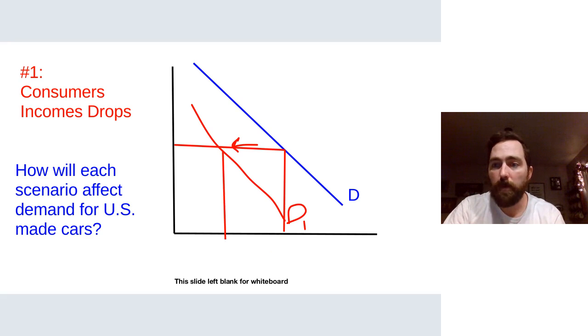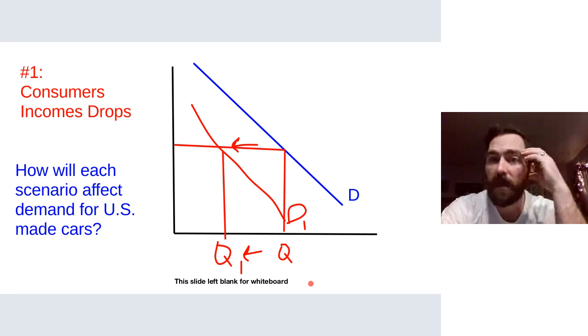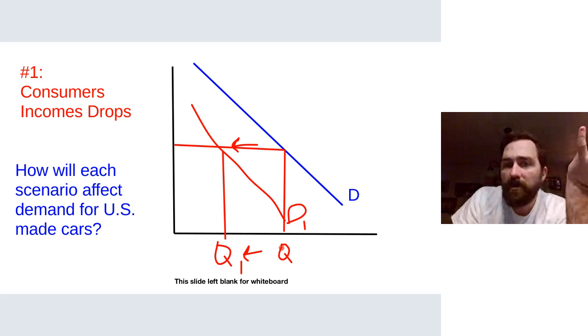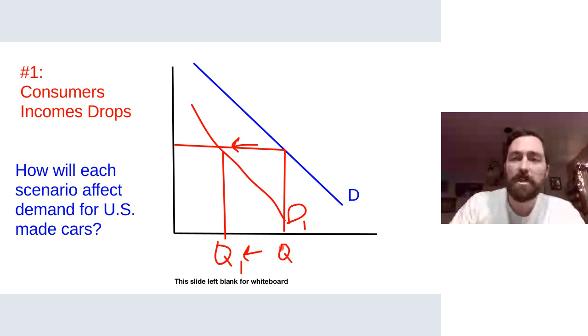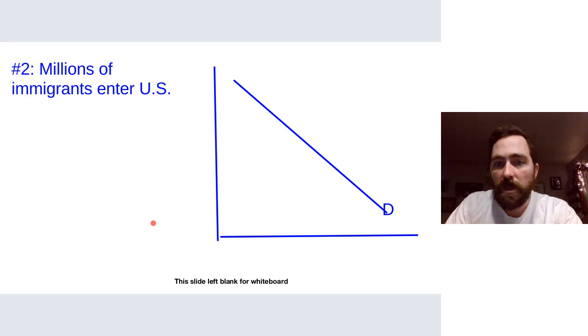Look what happens to your quantity. The total amount of cars being sold in the United States has decreased. It's gone leftward with the decrease in demand, which is very common when people are cutting back on their purchases. People are buying less, so demand decreases, and therefore the number of cars sold decreases, which has an adverse effect on businesses. This is a cyclical relationship between consumers and firms. So that's number one. Hopefully you graphed it right. Let's try another one.